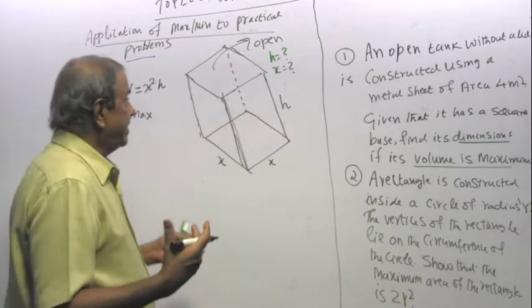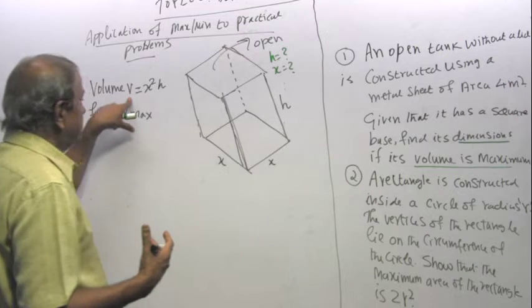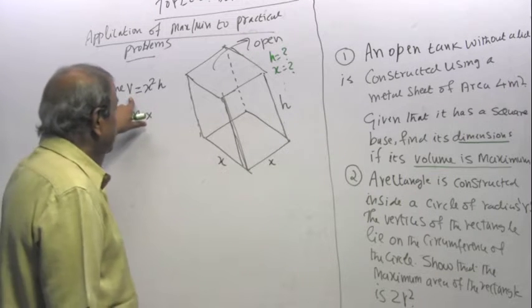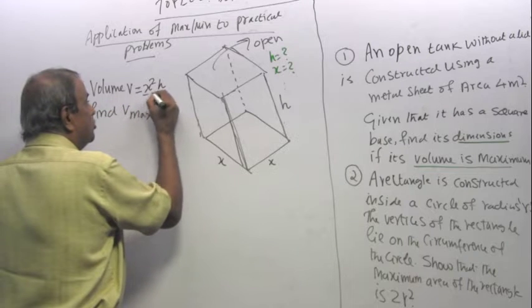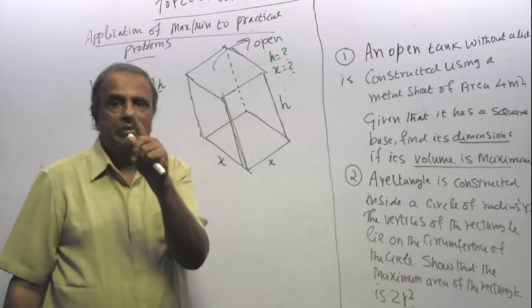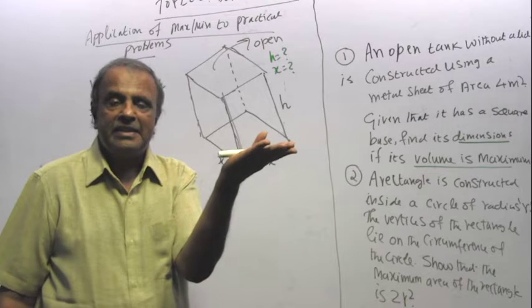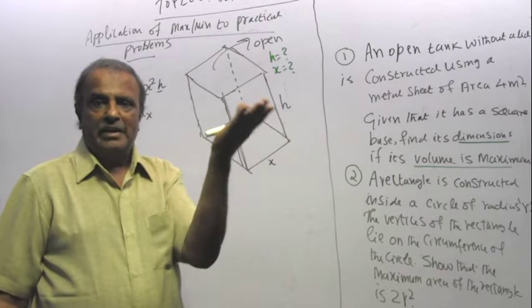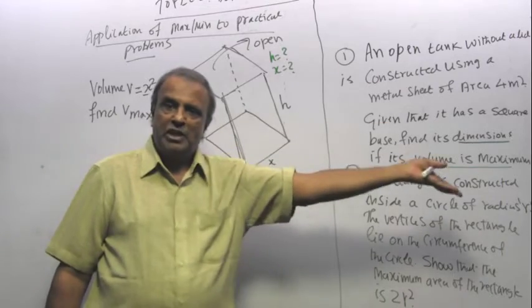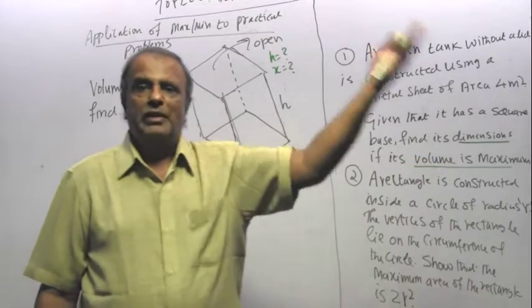But to find maximum minimum, I have to differentiate. I cannot differentiate because I've got two variables there. So unless I have only one variable, there is no way I can differentiate. So either everything should be in terms of h or everything should be in terms of x.